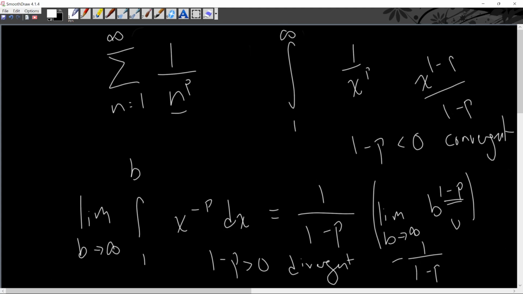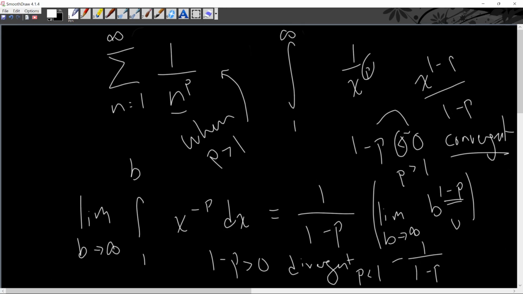So again, this is just basic inequalities. We'll move this p to the other side, flip this, and we're going to have p is greater than 1. We would get something that converges, and when p is less than 1, we will get something that diverges. And when we said p is equal to 1, that also diverges by the integral test. So when p is greater than 1, this p series converges. And when p is less than or equal to 1, it does not. It diverges.